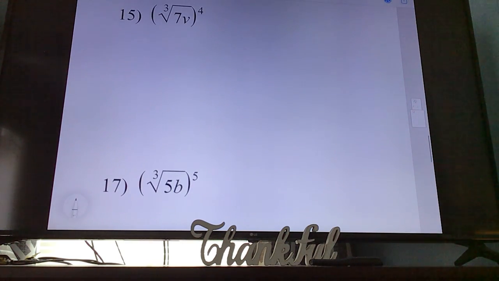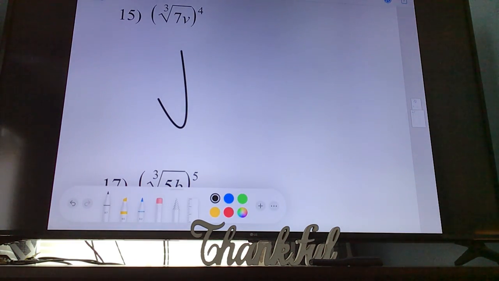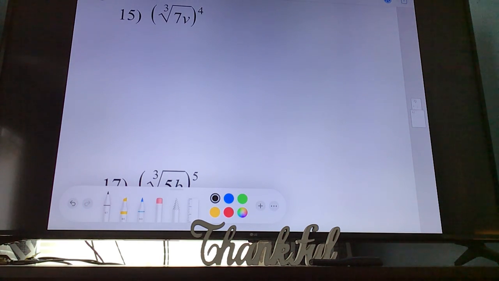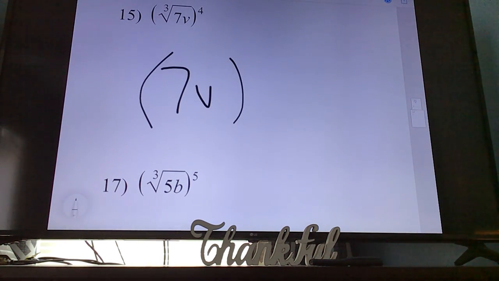So if we looked at, we can draw our, ooh, I almost did it in the wrong form. Okay, we're writing in exponential form. So we're going to have 7v, and the 4 goes on top, 3 goes on bottom. Inside over outside.